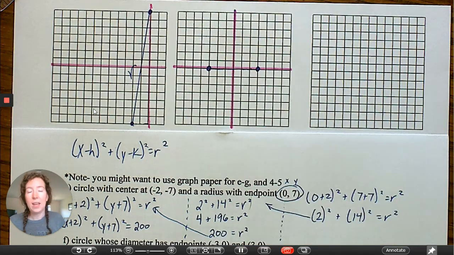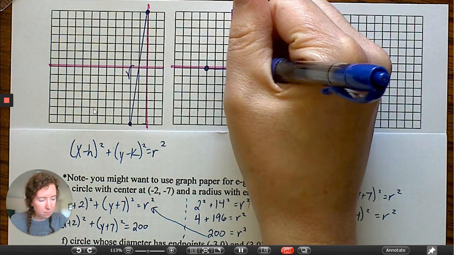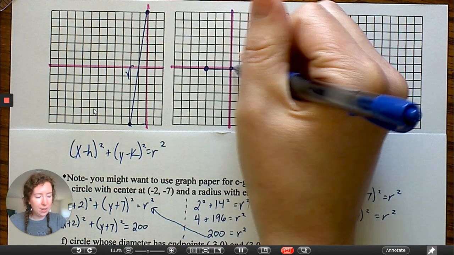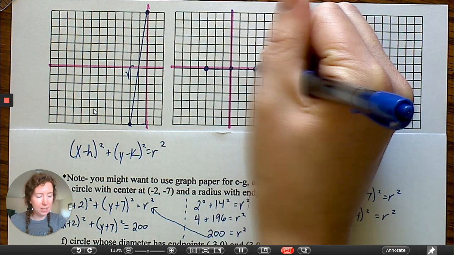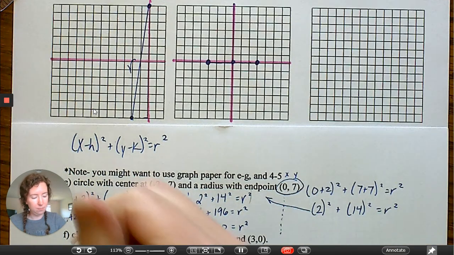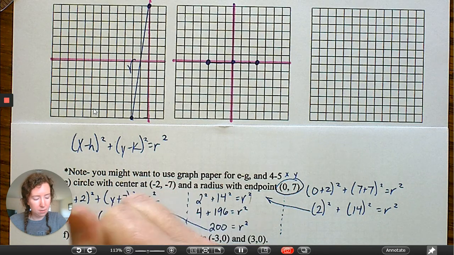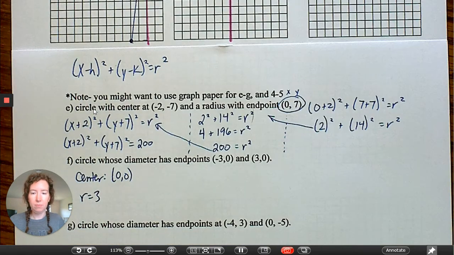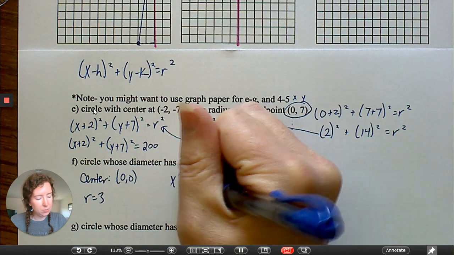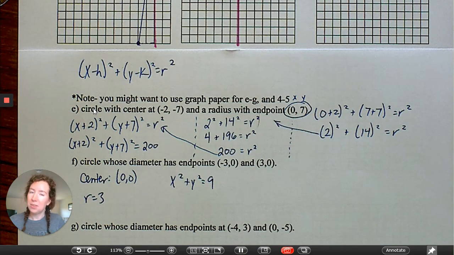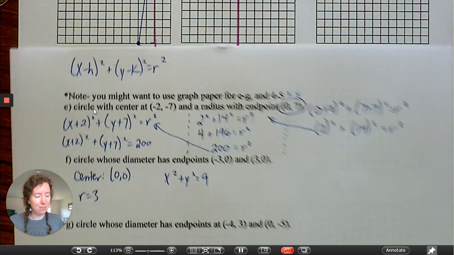Now, the center of the circle is the center of the diameter. This one's really easy to see visually. My center is going to be at the origin, 0, 0. And now that I can see where the center is and where the radius is going to end, I can see that my radius is 3. So this was one where graphing really helped. And I can write my equation, x² + y² = 9. Now, they're not always going to be that easy. Look at the next one.